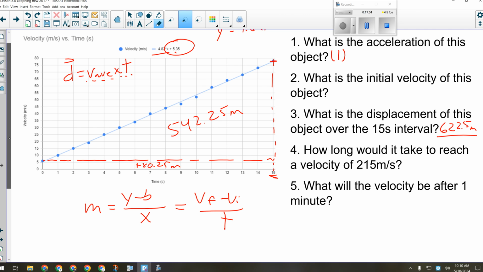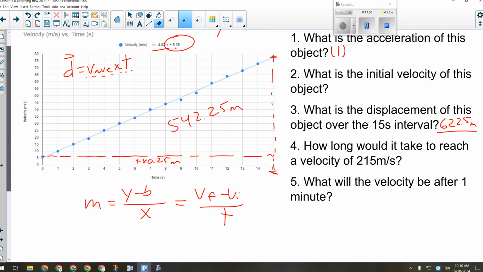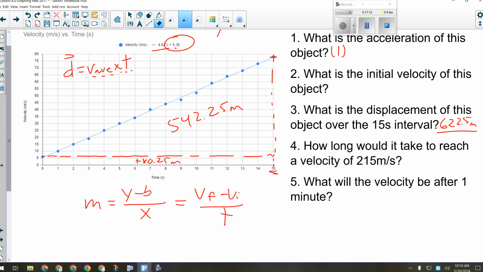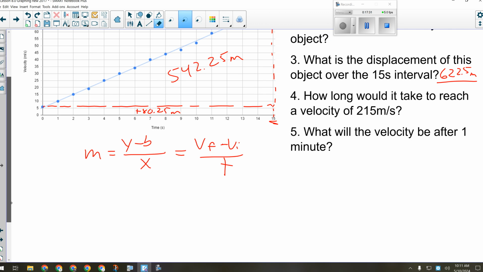Okay, number 4. How many people have done number 4? How long will it take to reach a velocity of 215 meters per second? How long always means I'm looking for time. Time is on which axis? So I'm looking for an x value. I'm looking for x when y is 215. So I can go y equals m times x plus b, manipulate for x: y minus b divided by m equals x.